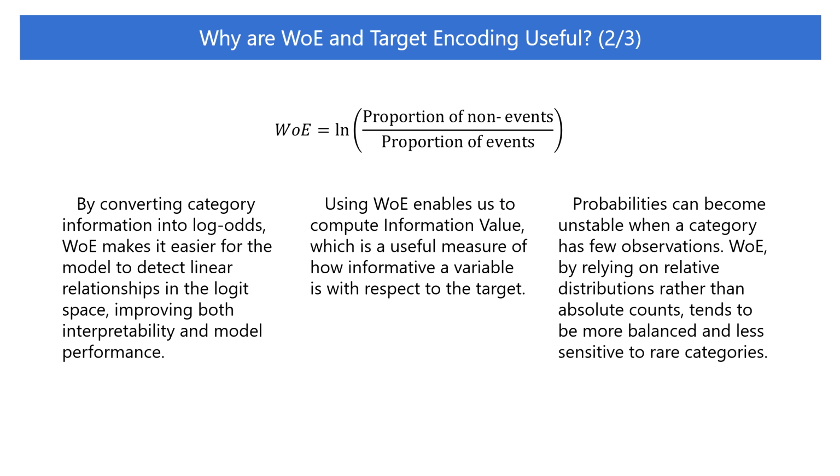Another important point is robustness. Simple probabilities can become unstable when a category has few observations. Weight of evidence, by relying on relative distributions rather than absolute counts, tends to be more balanced and less sensitive to rare categories. So, even though it is derived from probabilities, weight of evidence has added modeling advantages that make it much more than just a repackaging of probability.